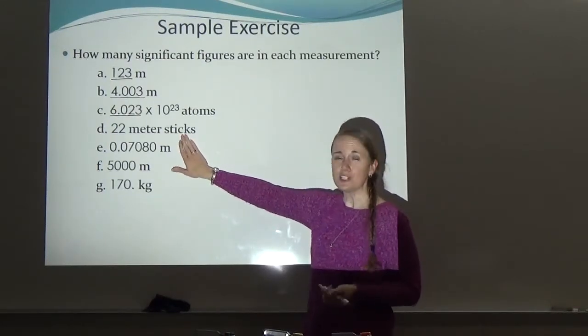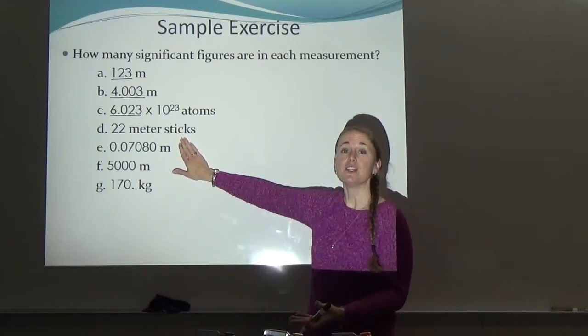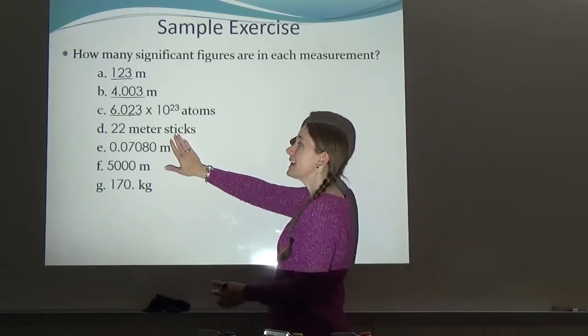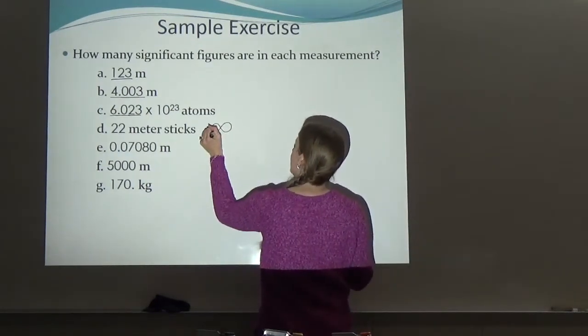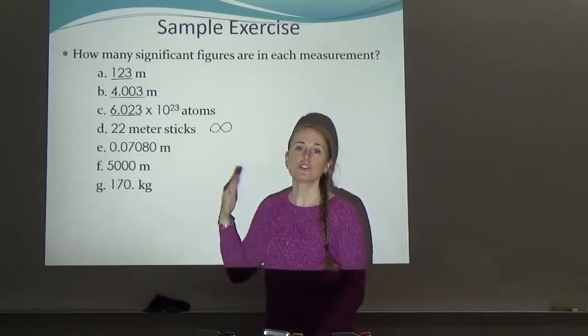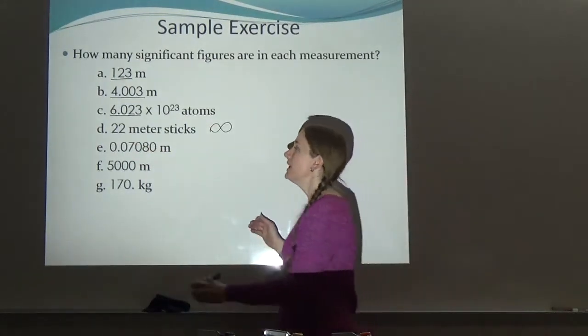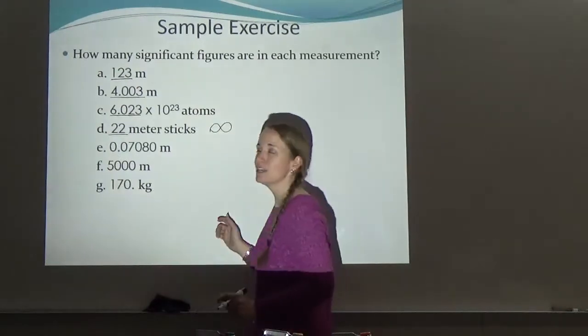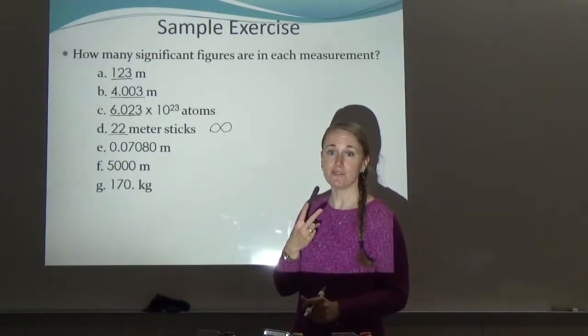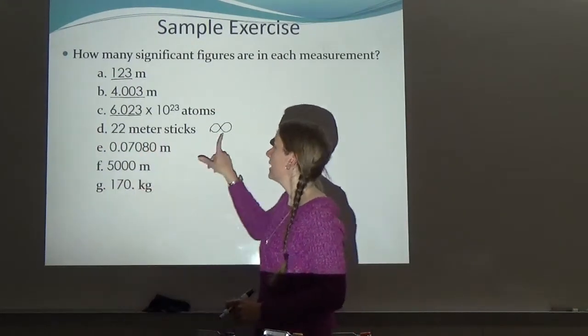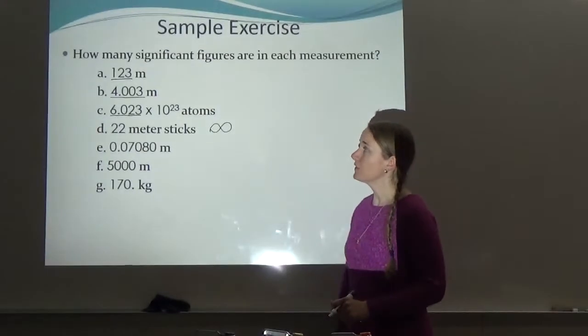So would you measure those, or would you just count how many you had? You would count them. So because you would count these, this has an infinite amount. See how you can't underline to tell me an infinite amount. If you underline like this, I assume you're trying to tell me there's 2 significant figures and I mark it wrong. Okay, there are an infinite amount of significant figures.